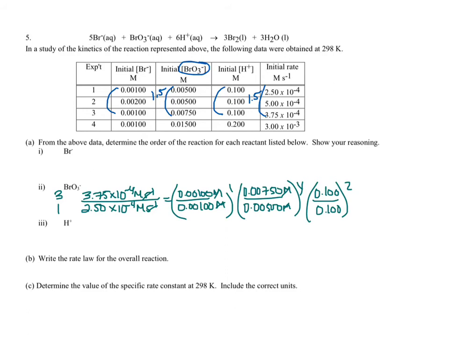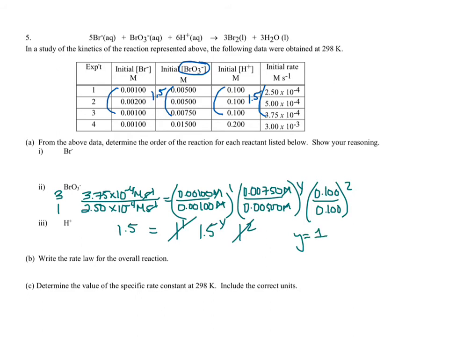So this simplifies to 1.5 is the ratio of my rates, and then this is 1 to the 1 power, which cancels out, okay? And then I get 1.5 to the y power, and then 1 to the z power, which cancels out. So what does y have to be? So that 1.5 equals 1.5, y has to be 1. This has to be first order.